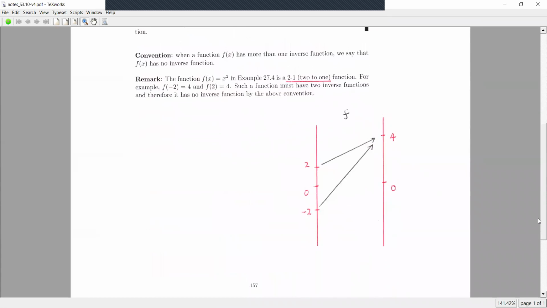Graphically, the function takes this point and this point to the same point. So I say that the function in the example is a 2-to-1 function. For a 2-to-1 function, the function must have two inverse functions. Therefore, by this convention, the function has no inverse.